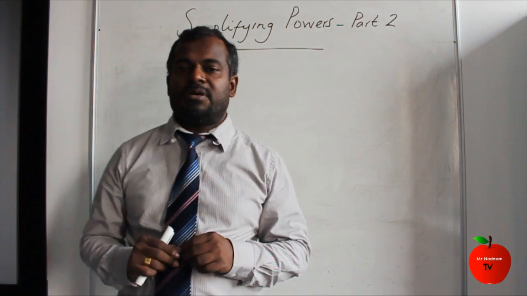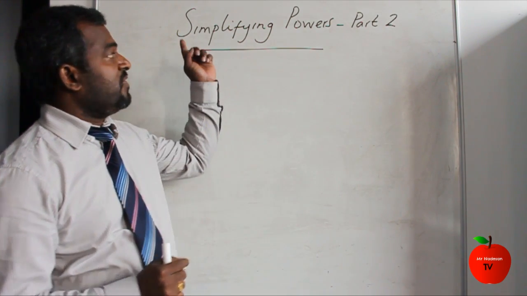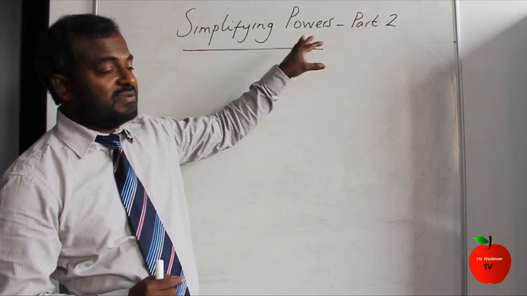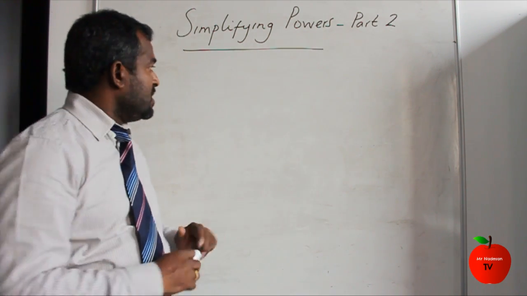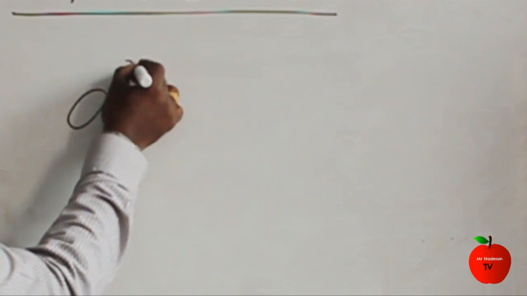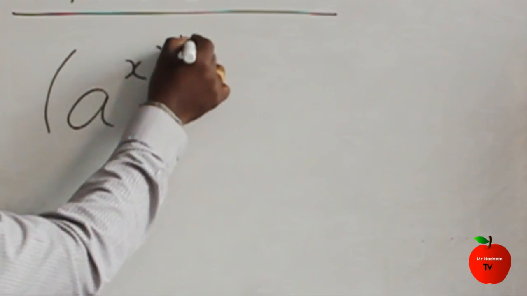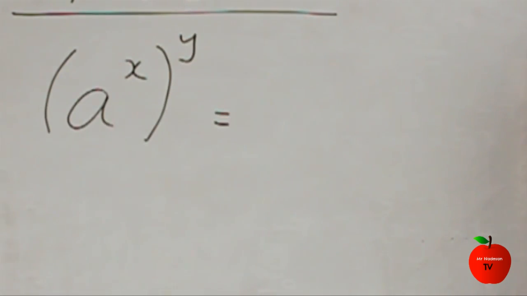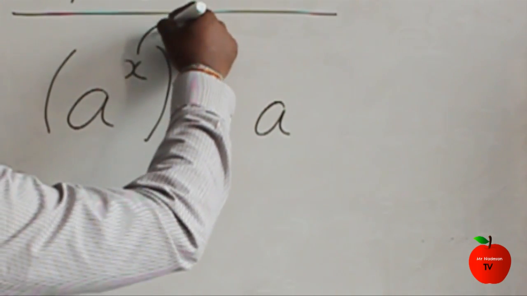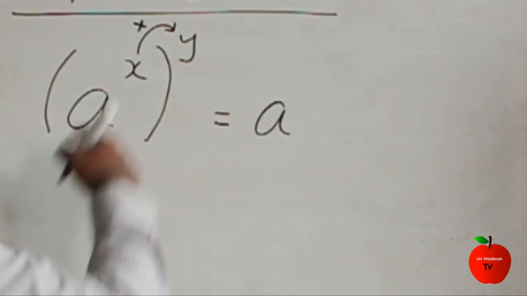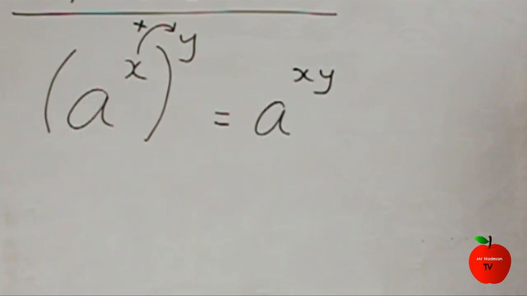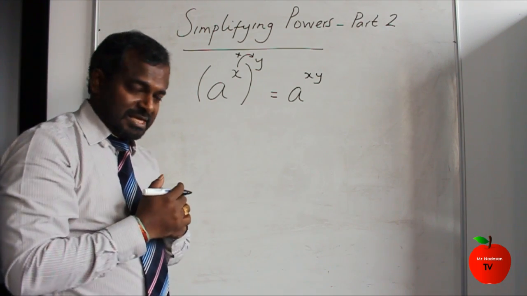So the last time we just did simplifying powers part 1, and today we are looking at simplifying powers part 2. So what we are looking for today: if we have a to the power x, to the power y, that is equal to a to the power xy. These two powers you just want to multiply, so x times y is xy. So we have to focus on some examples now.